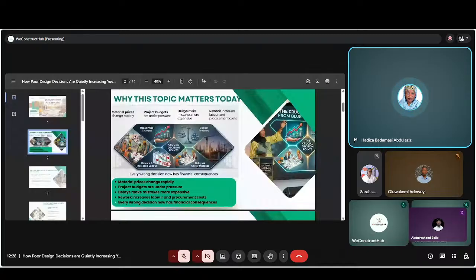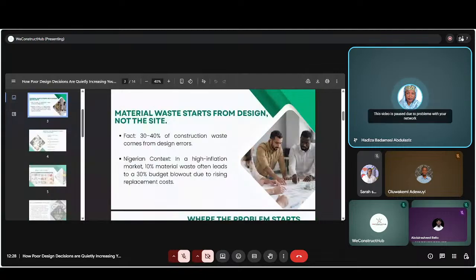So materials, as I say, material waste starts from design, not the site. Material waste does not start on site. It starts from the design table, as I said. We often blame workers and site managers for waste, but many of those issues are already built into the drawing. Studies show that about 30 to 40% of construction waste comes from design errors, not execution.